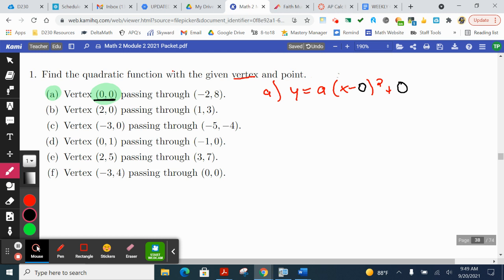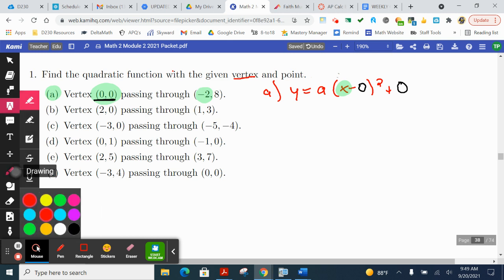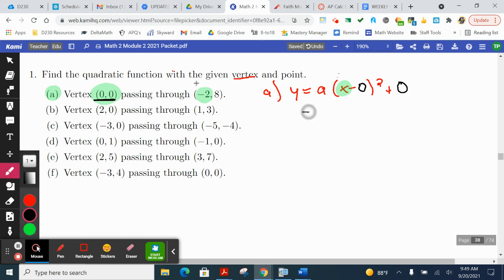The way we figured out our a is you were given a different point. If I now ask what is the x coordinate of this point right here, isn't that x coordinate a negative 2? So what we're going to do is substitute that in for the x in this equation. It's negative 2 minus 0 squared. The little plus 0, I'm not going to show it. It's really not necessary, so I'm not going to write that back part.